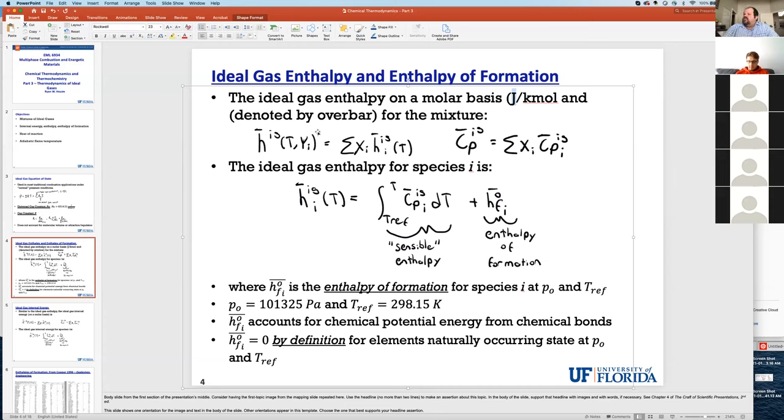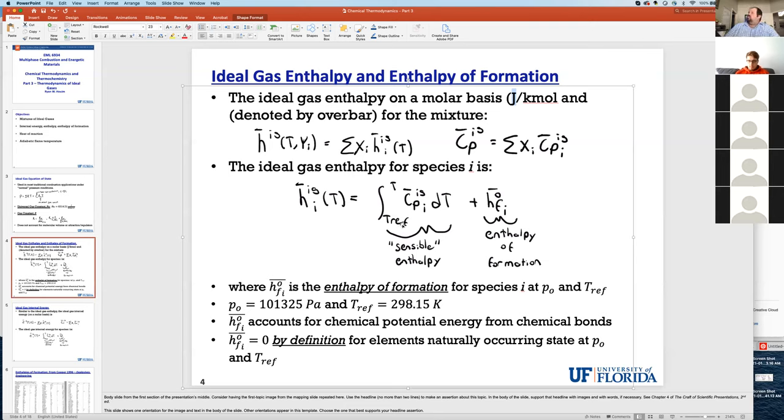Okay. And if you have a mixture of different gases, like say H2 and O2 and CO2, the enthalpy for the mixture is defined as the sum of the mole fraction times the enthalpy for each component. And it's the same thing for the constant pressure specific heat for the ideal gas. Then using the constant pressure specific heat, we can define the enthalpy for species i on a molar basis as the integral of Cp dT over a range of T ref to T.